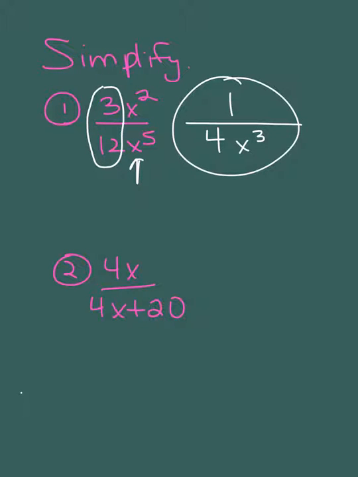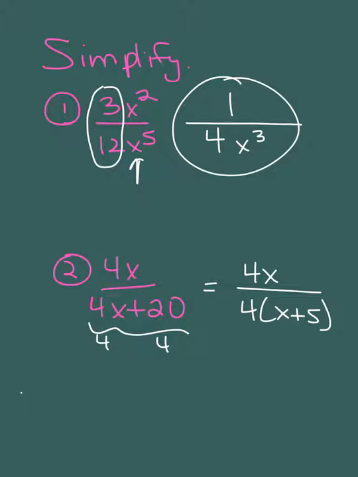In number 2, my numerator is a monomial, and my denominator is a binomial, so I need to look at this a little differently. I'm just going to rewrite my numerator, because that's my monomial. My denominator is 4x plus 20, so I'm always going to look for my greatest common factor. In this case, it's 4. And when I divide each term by 4, I am left with x plus 5.